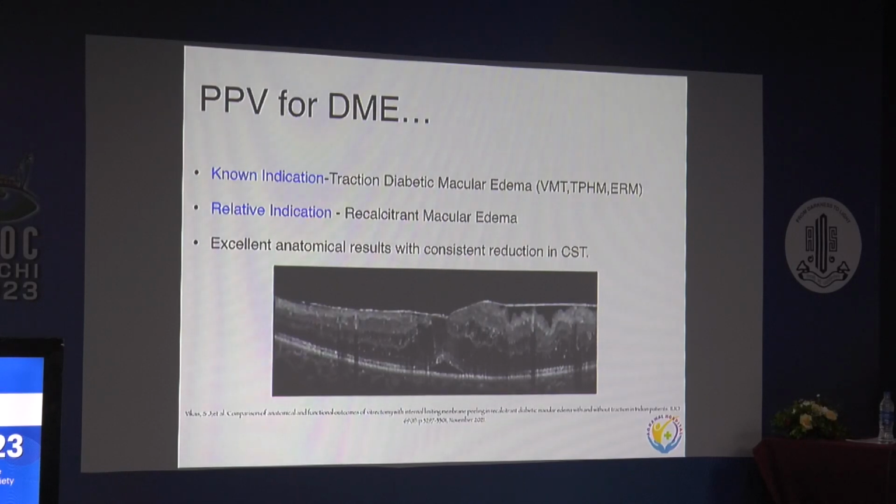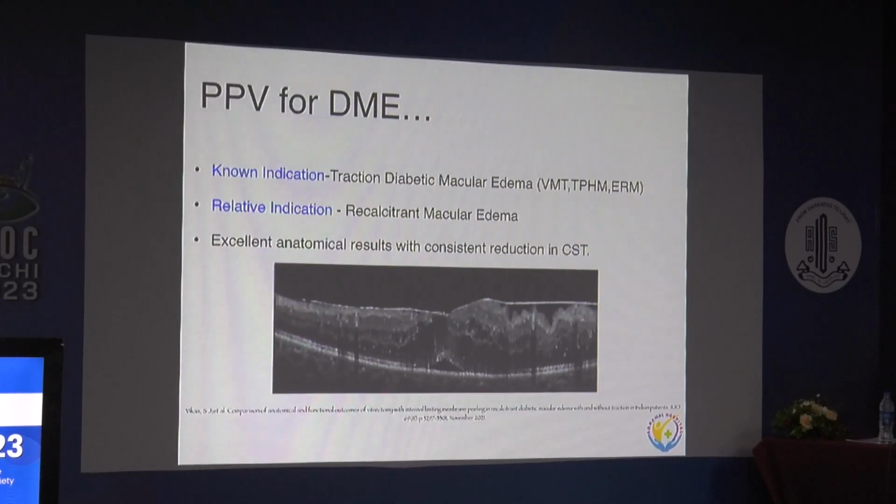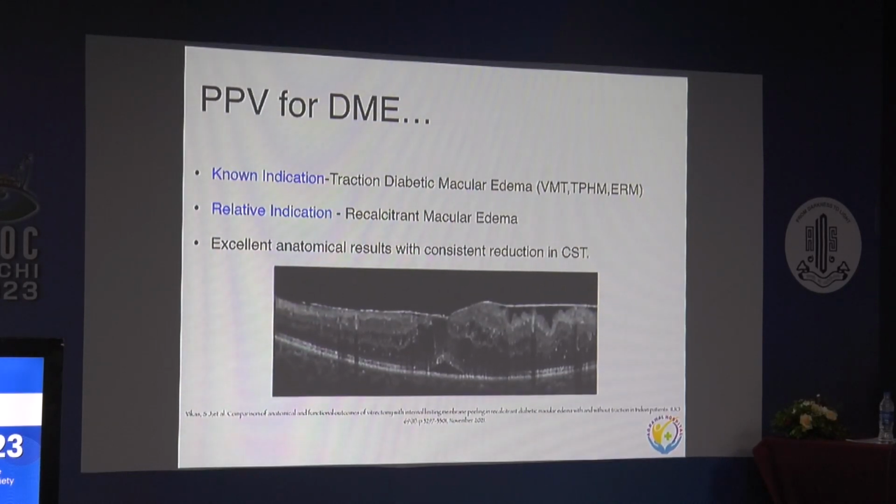Second is a relative indication, that is recalcitrant macular edema. By definition, if you have given 4 or 5 intravitreal anti-VEGF, switched on to alternative therapy like intravitreal steroids, and still the edema is persisting over a period of 6 months or more, that classifies as recalcitrant macular edema, and that is a relative indication for PPV. All the studies which I have done and our personal experience show there are excellent anatomical results with reduction of central subfield thickness and restoration of a normal foveal contour in all these vitrectomies.